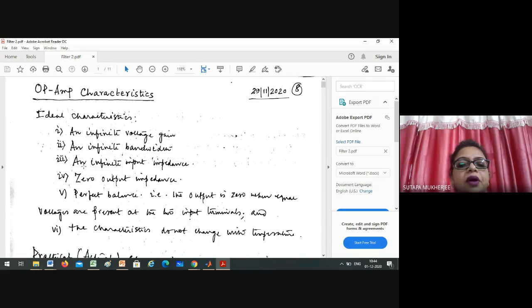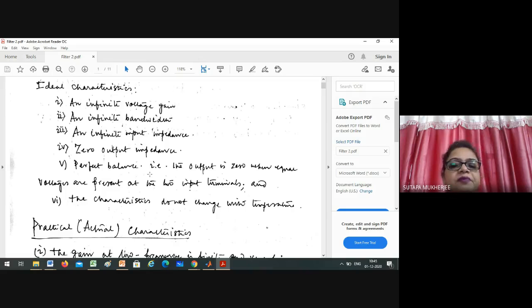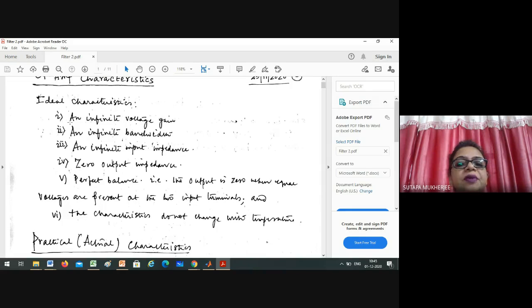Okay. So an infinite input impedance, zero output impedance, and perfect balance. So what do you mean by perfect balance? That is, the output is zero when equal voltages are present at the two input terminals, and the characteristics do not change with temperature. So what are the basic features? Infinite voltage gain, infinite bandwidth, infinite input impedance. So when the input impedance is infinite, is there any flow of current into the input of the op-amp? No, because the impedance is infinite.